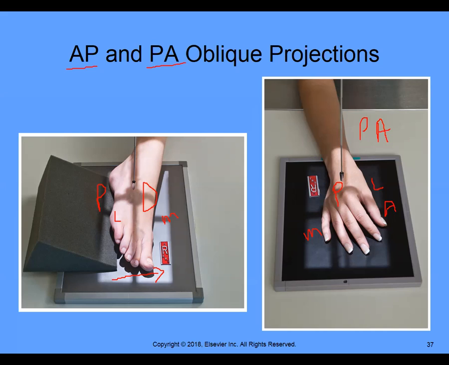And again, it doesn't matter which way you turn the hand. You have to think of the hand in its anatomical position. Anatomically positioned, the first digit is always lateral, and the fifth digit, the pinky, is in the medial part, or medial aspect.